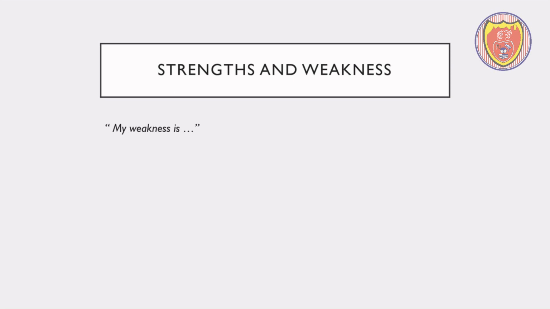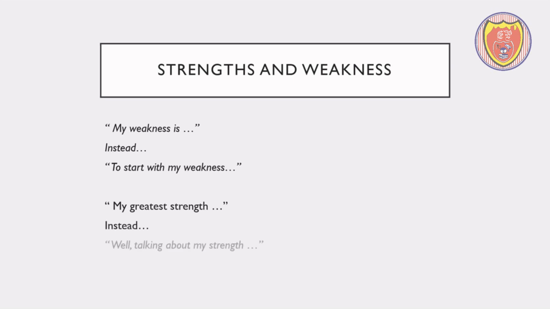So instead of saying my weakness is, you can say, to start with my weakness, I believe I'm not good at, or I believe I need to improve on, etc. And then get on to your strength, saying, well, talking about my strength, I'm good at so and so. So whatever may be your strength, you can include it very perfectly.